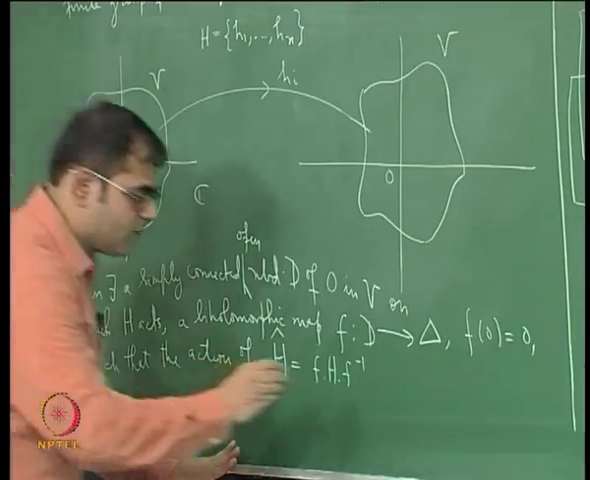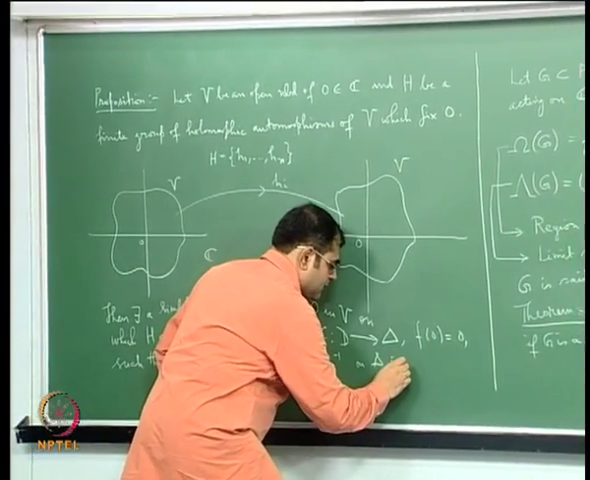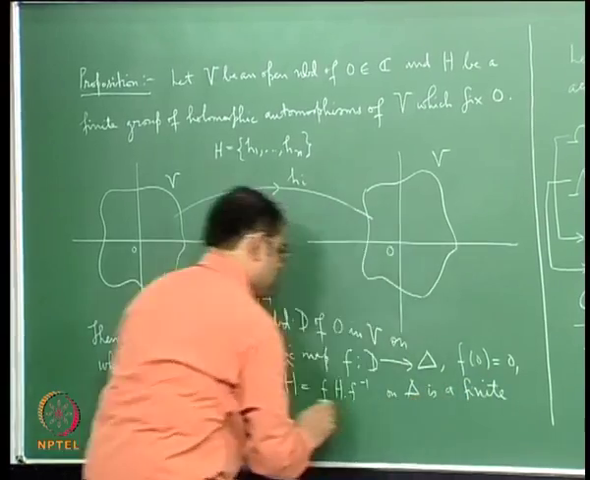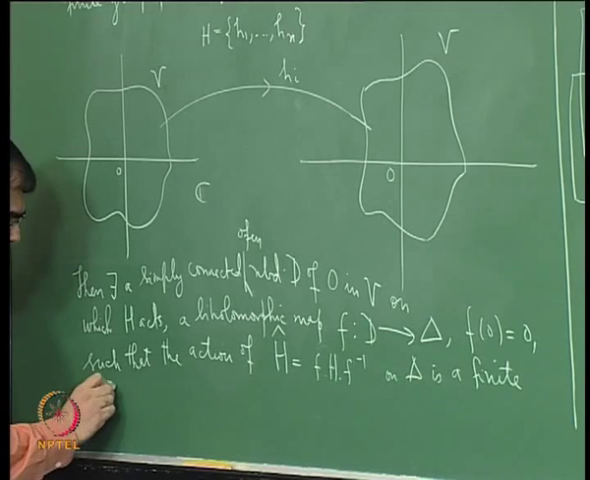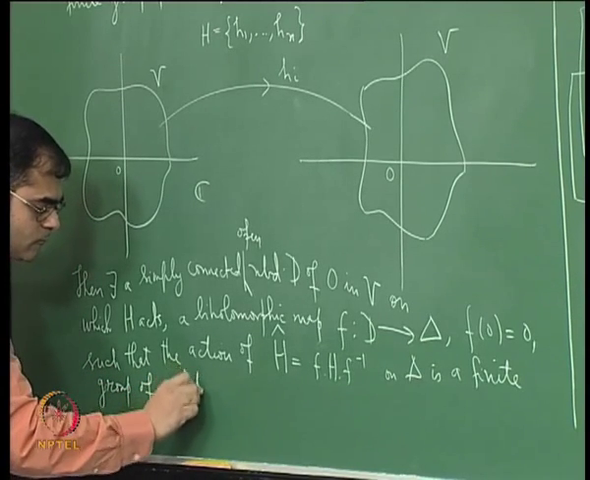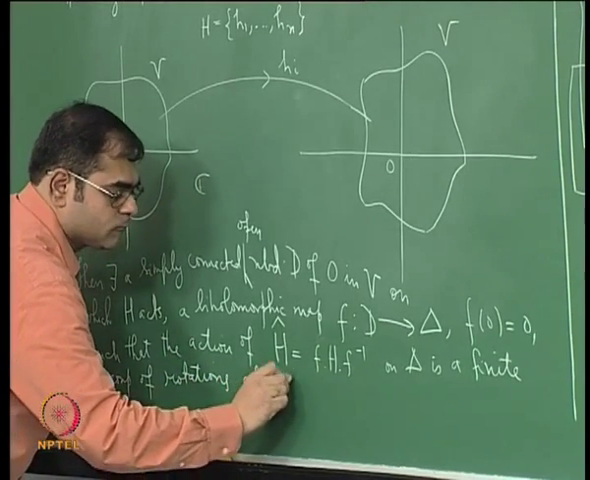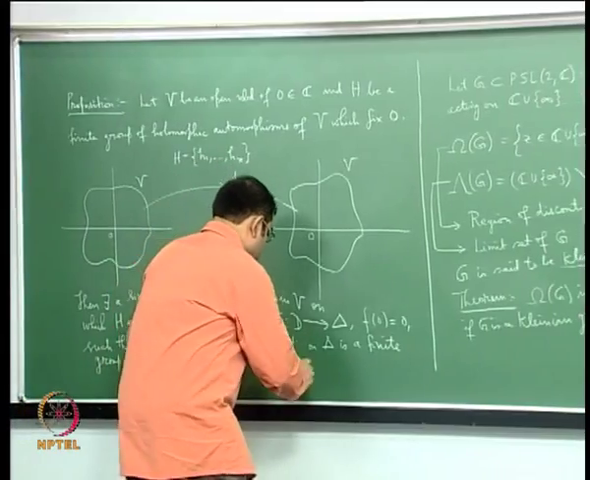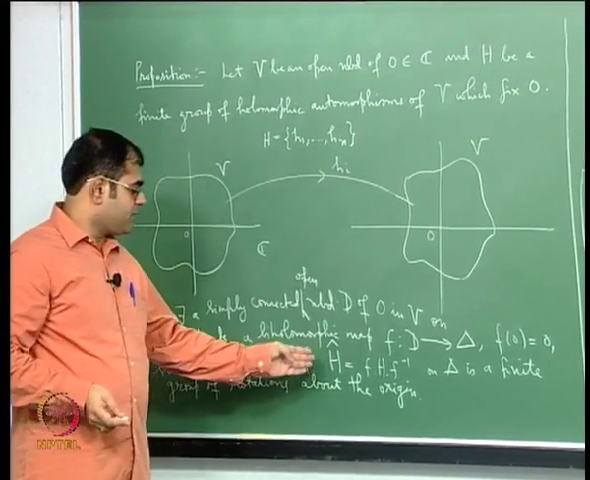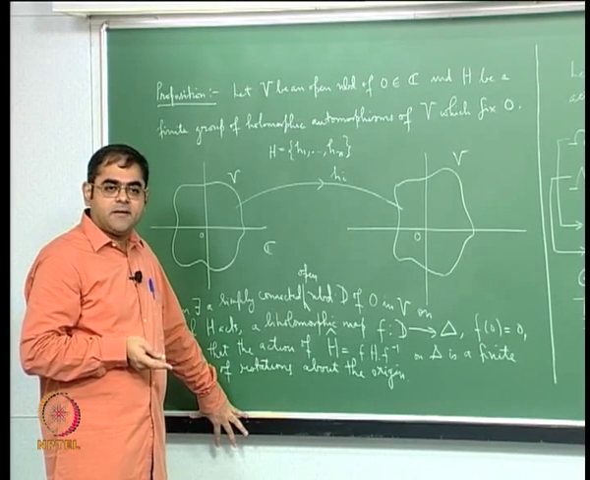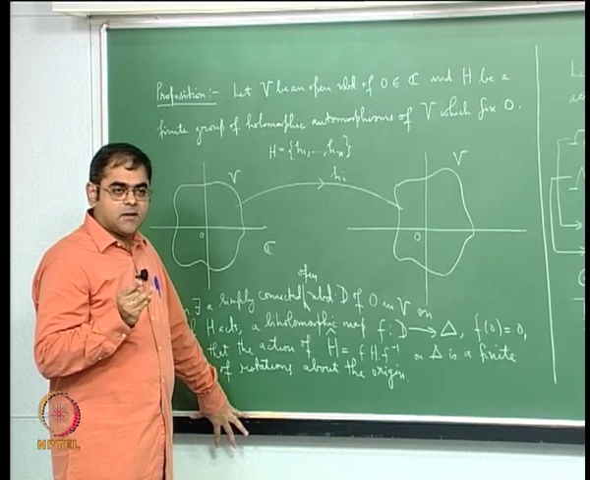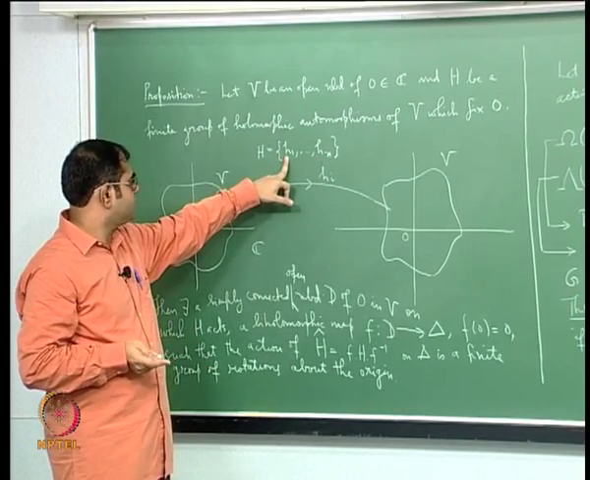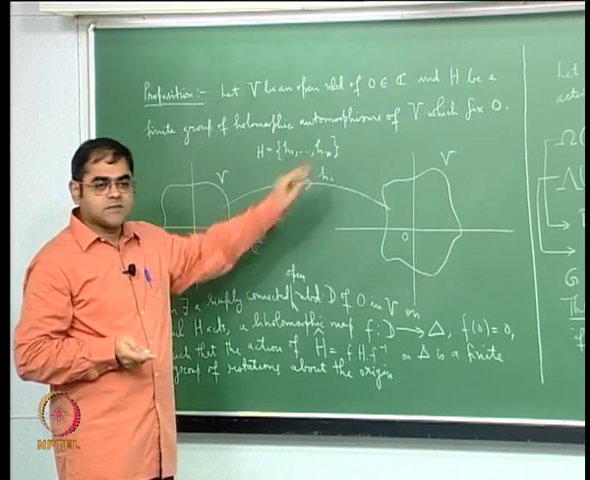such that the action of this H hat on delta is a group of rotations, a finite group of rotations about the origin. So in other words, what we are saying is H hat is a finite cyclic group generated by rotation by an angle 2 pi by n, where n is the order of the group, if I take H1 as identity.